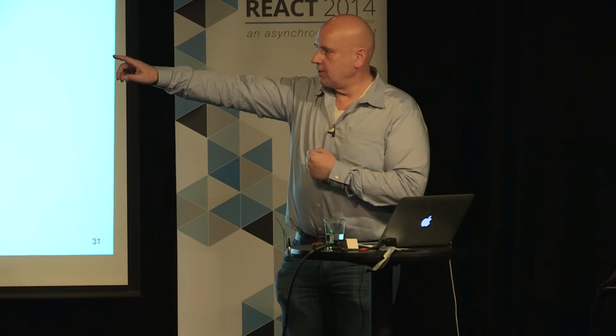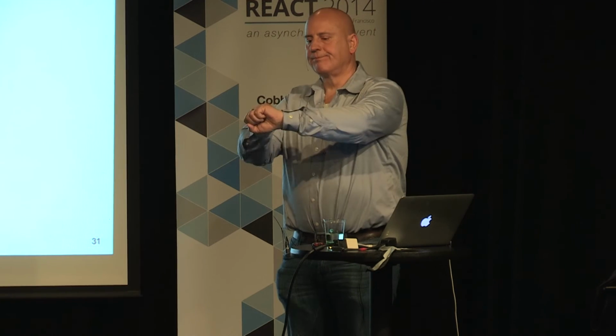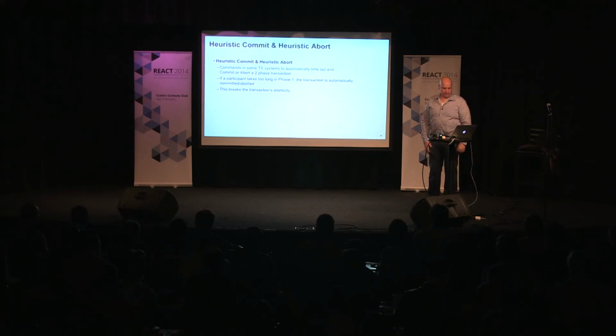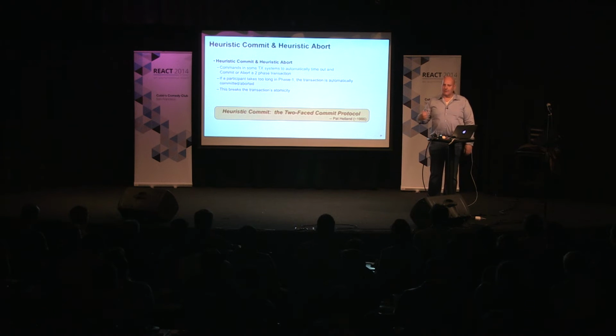Heuristic commit and heuristic abort. I remember these from when I was a kid, from CICS, one of the original distributed transaction systems. Some transaction systems have commands to automatically time out and commit or abort a two-phase commit. I promise to wait for you to decide what happens to this transaction. Oh, damn, to hell with it, I'm going to commit. That is heuristic commit. Or, oh, damn, I'm going to abort. That's heuristic abort. It breaks the transaction's atomicity, but it does mean that the records are still around to get confused because of the bizarre work you've done. I like to call heuristic commit the two-faced commit protocol.